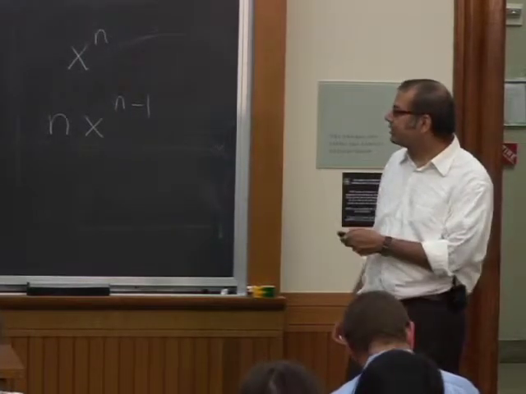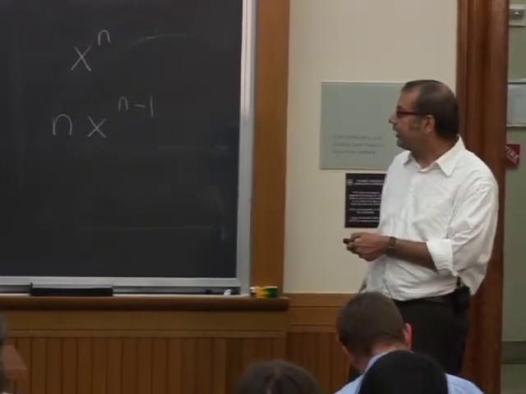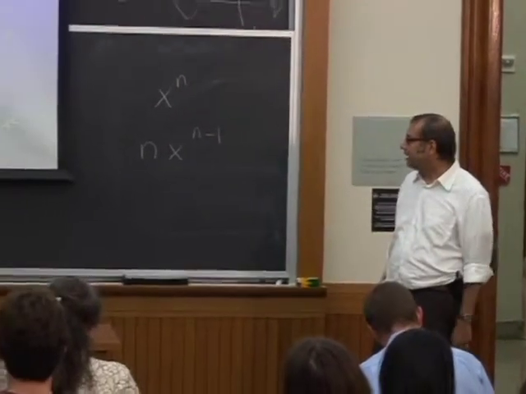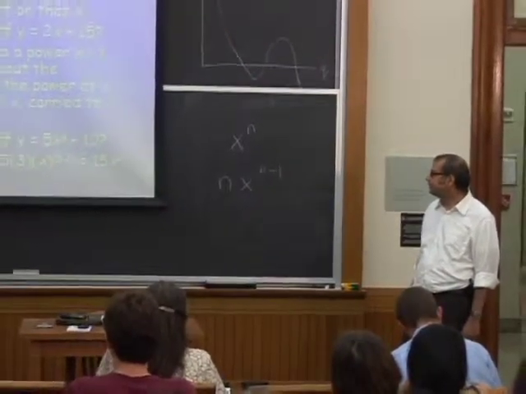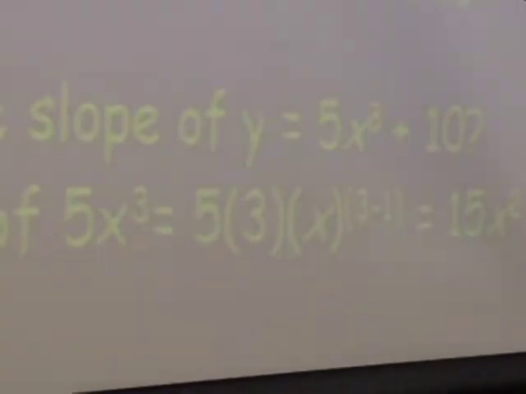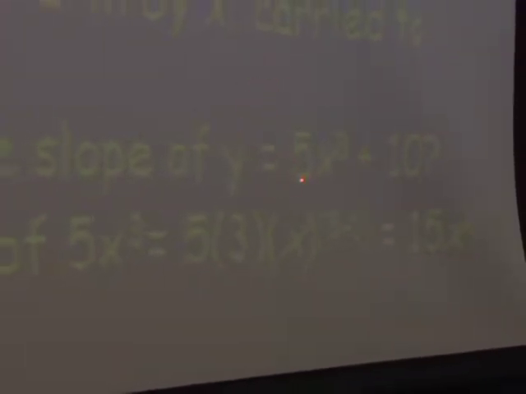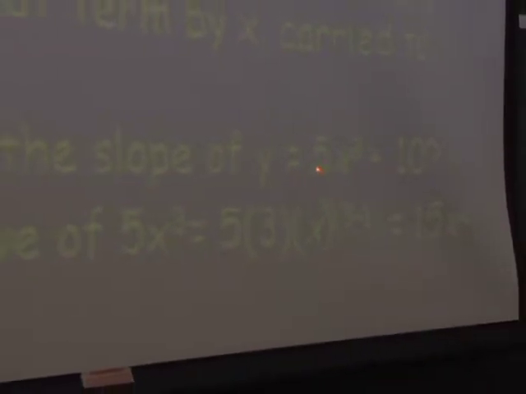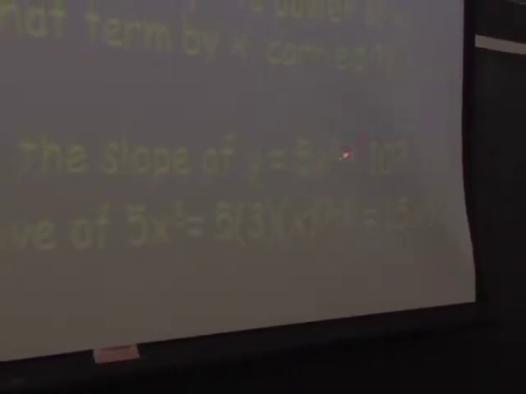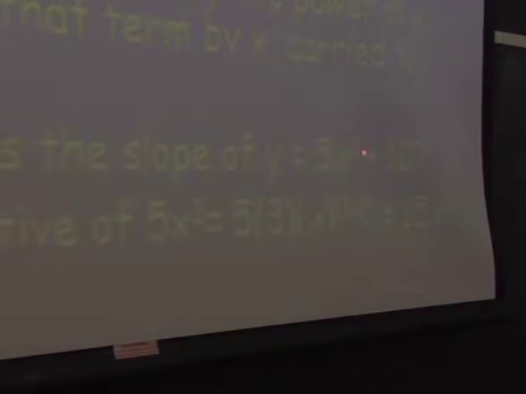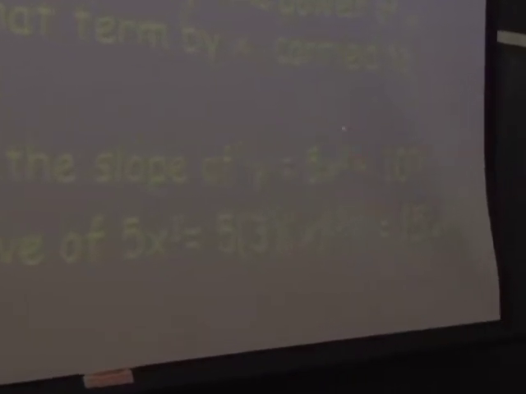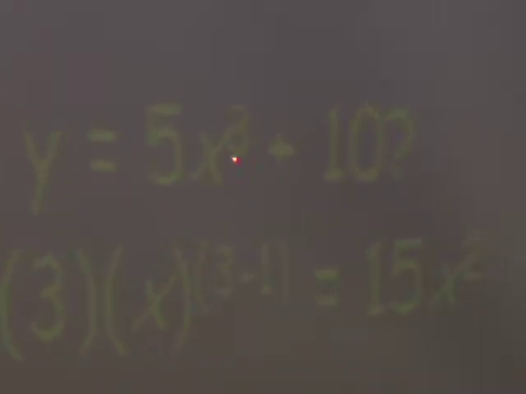Okay, so what's the slope of 5x cubed plus 10? Well, I guess I gave you the answer there. So that's 3 times 5 is 15 times x to the 3 minus 1. Okay, so that's 15x squared, and then the derivative of that constant is 0.